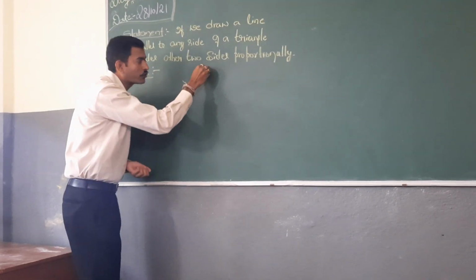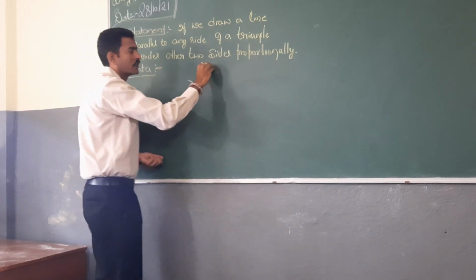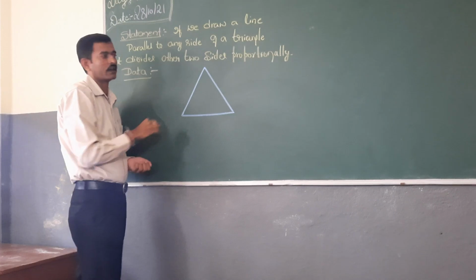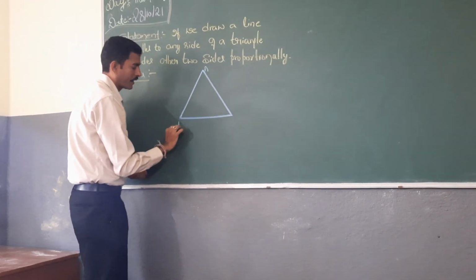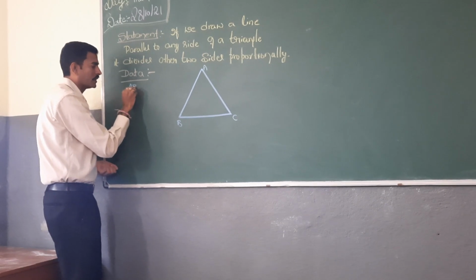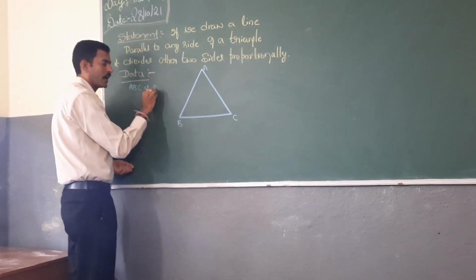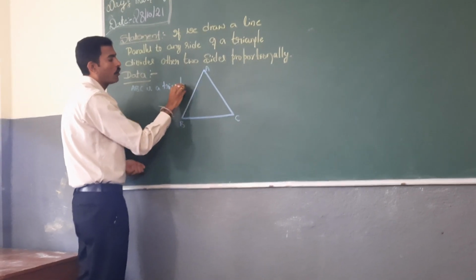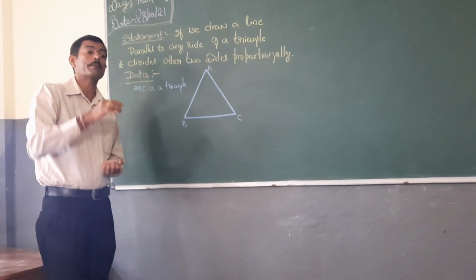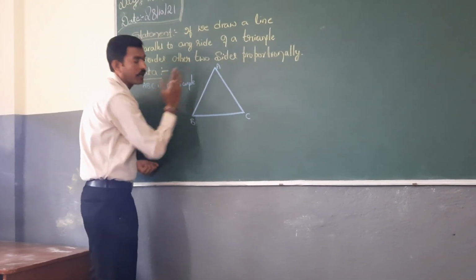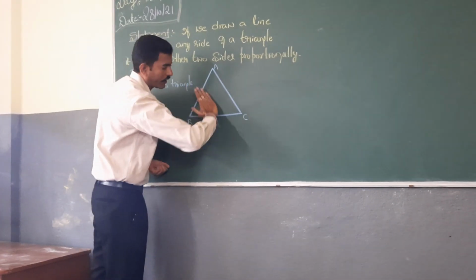Let us take one triangle. This is the triangle ABC. Children, you write here: ABC is a triangle. What did they tell? Draw one line parallel to any side. You can draw it for AB, no problem. You can draw it for BC, or for AC.